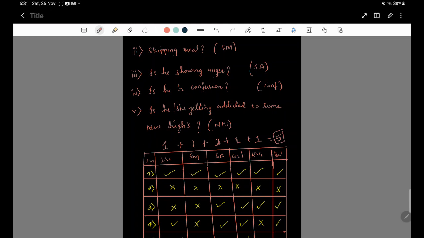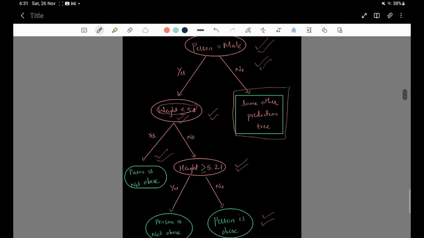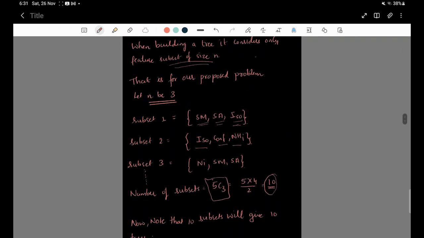Now, what random forest does is that for building each tree, it would consider a subset of size n, which is predefined by the person. Let's say I say n equals 3. Now, what it would basically do is build tree 1 by considering only the subset which contains the features skipping meal, showing anger, and whether the person is isolated or not.